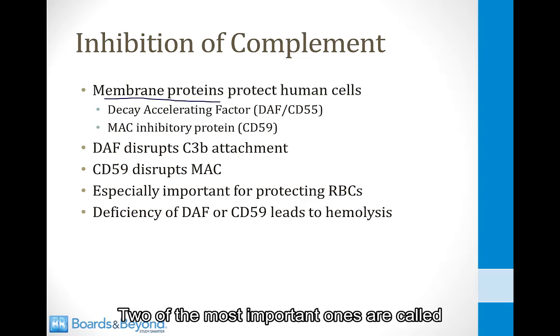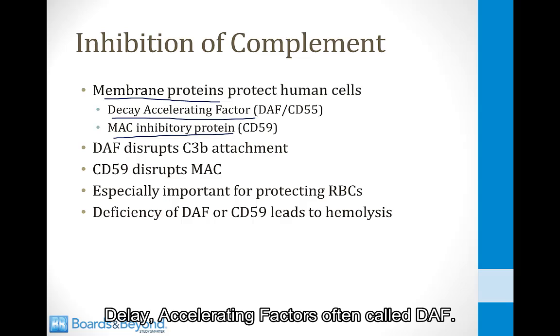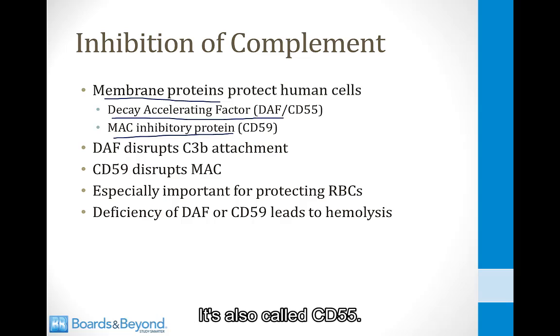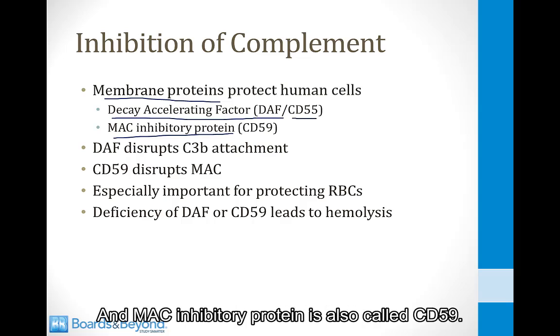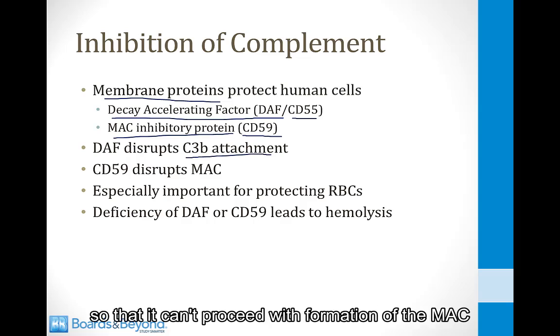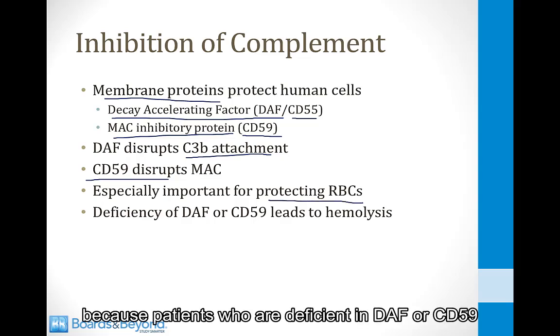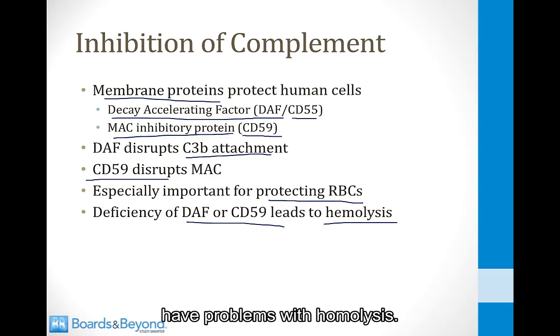Two of the most important ones are called decay accelerating factor and MAC inhibitory protein. Decay accelerating factor is often called DAF, it's also called CD55. And MAC inhibitory protein is also called CD59. DAF disrupts the attachment of C3b so that it can't proceed with formation of the MAC, and CD59 directly disrupts the MAC. And these are especially important for protecting red blood cells because patients who are deficient in DAF or CD59 have problems with hemolysis.